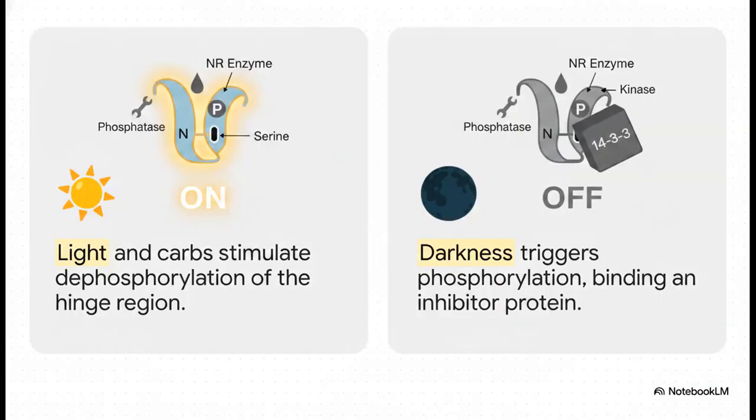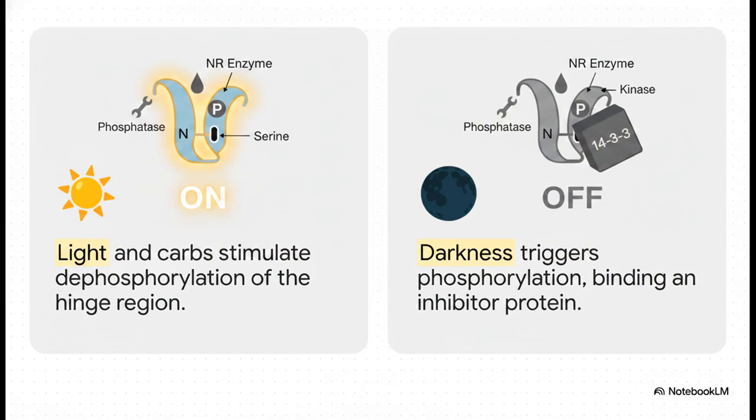And this brilliantly illustrates the elegant efficiency of plant biochemistry. The plant actually regulates this enzyme at the post-translational level through reversible phosphorylation. Basically, when there's light and plenty of carbohydrates around, a phosphatase enzyme is stimulated to dephosphorylate a specific serine residue on the NR enzyme's hinge 1 region. That turns it on. But in the dark, a magnesium-stimulated kinase phosphorylates that exact same serine residue. This acts as a docking site for a 14-3-3 inhibitor protein, which renders the enzyme completely inactive.